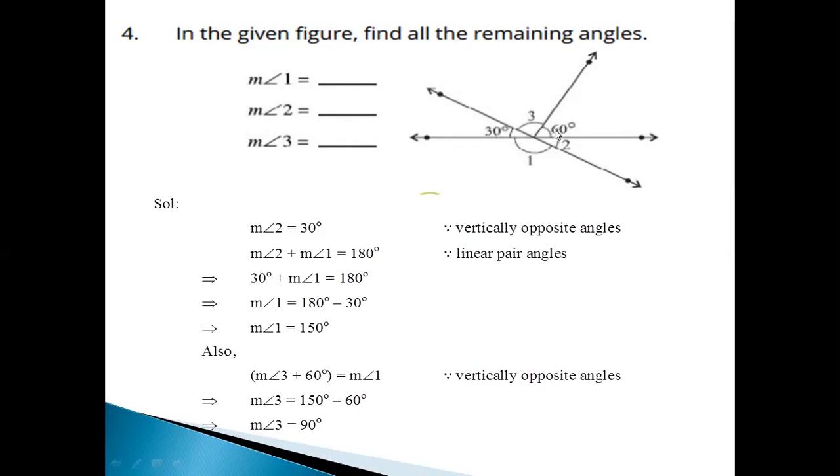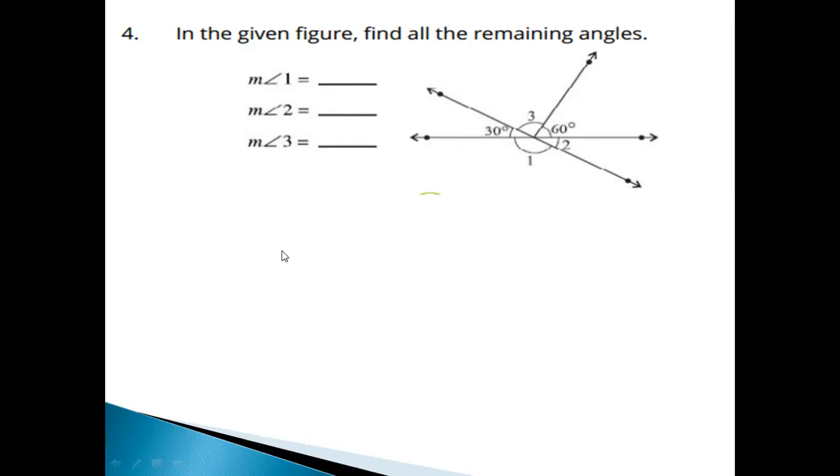It makes a half circle, equal to 180 degrees. Then you shift 30 to the other side, and 60 to the other side. It will be subtracted from 180, both minus 30, minus 60. So you will get angle 3. So in both ways you can solve it.